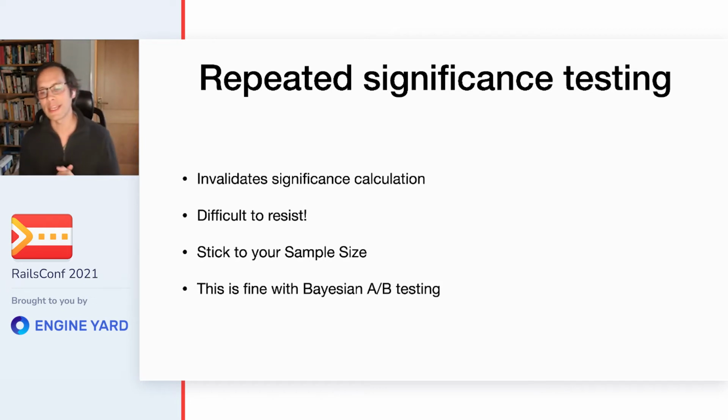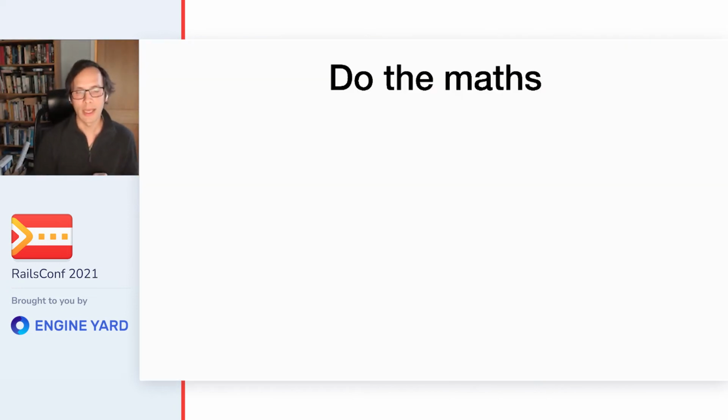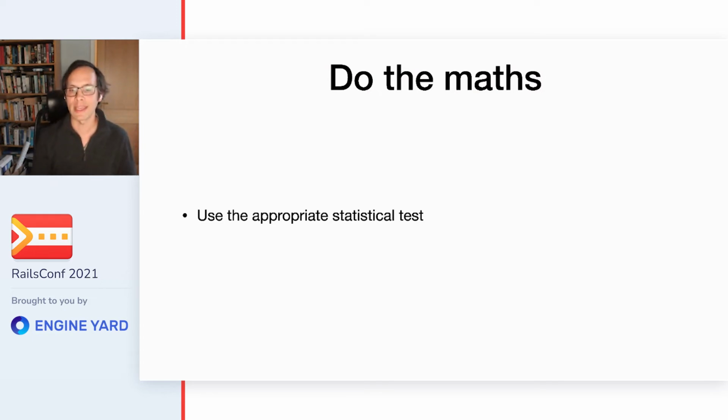So maybe we've got to the end of the test. We've dodged all these possible pitfalls. What can go wrong analyzing the test? Well, the first thing you need to do is the maths right. That means using the right statistical test. As I mentioned, testing for conversion is not the same as testing for revenue, and that's not the same as testing for retention rates.